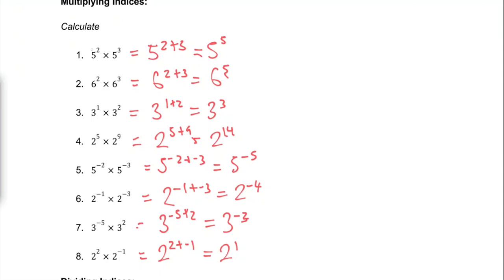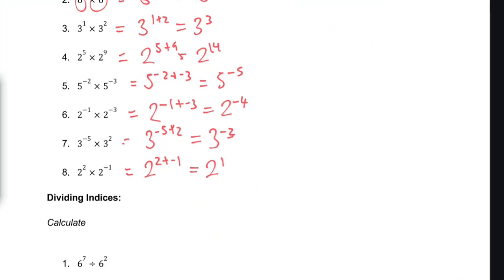The key here, though, is that that base has to be the same. So if I had 6 to the power of 5, add 5 to the power of 2, I couldn't combine these two because this base number is fundamentally different. So you have to rely on these two being the same.